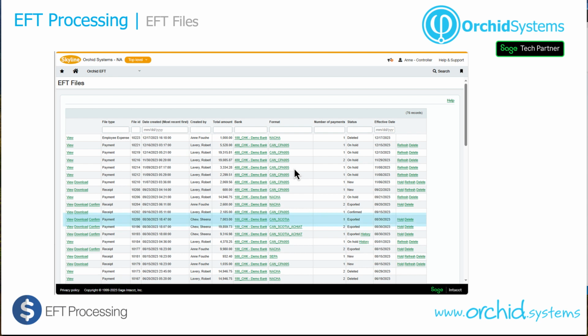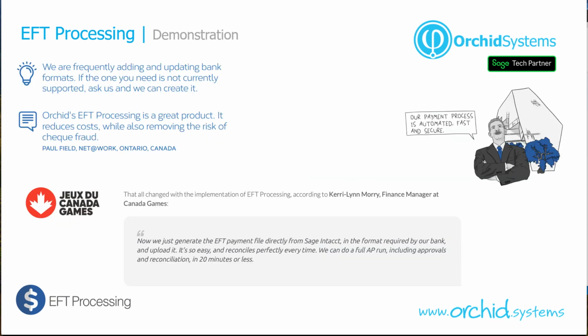Once you've generated the file, you can then view the contents of the file from the EFT file list. You can download the file, and once uploaded to the bank, you'd be able to confirm the file. From here, you can also hyperlink to the EFT bank setup or the format if you need to. And it's also on this screen that you could use hold and refresh if you do need to make changes to the EFT banking details, either on the bank or the format or on the employee. And this is the process I'm going to show you now.